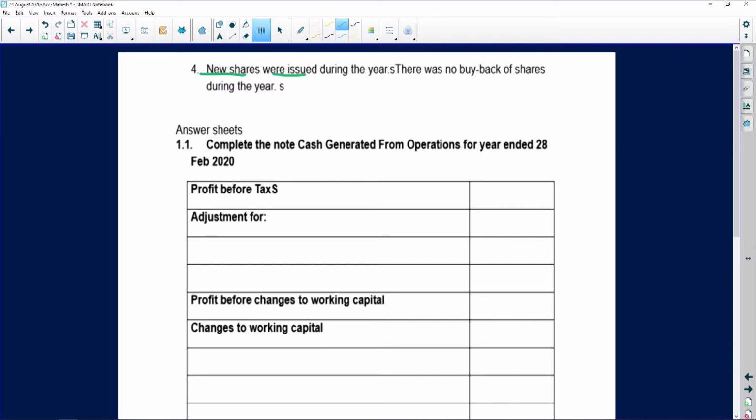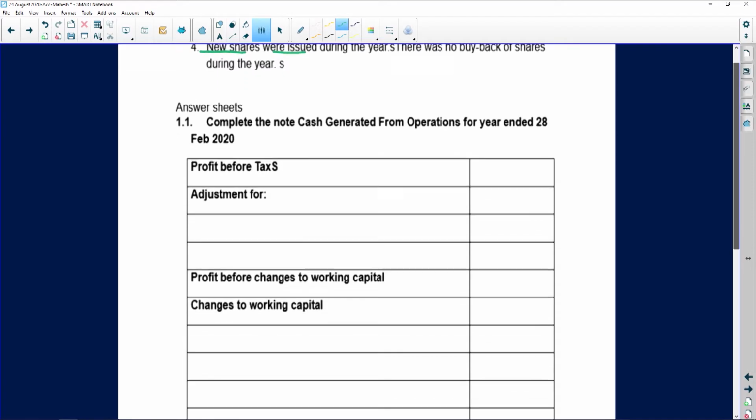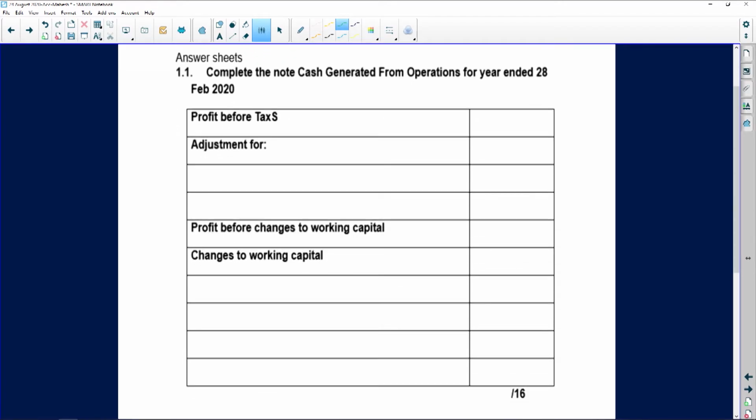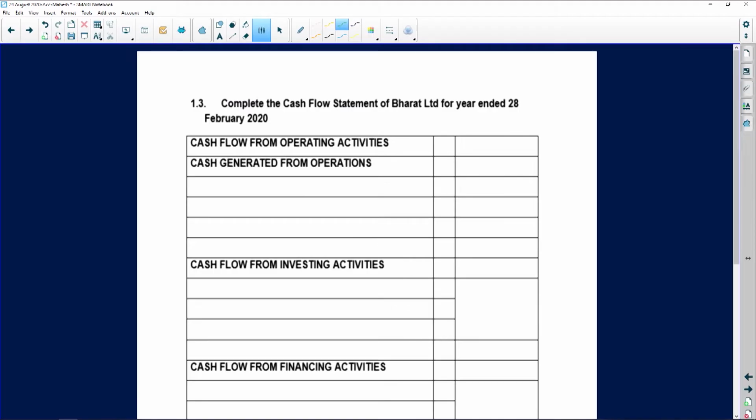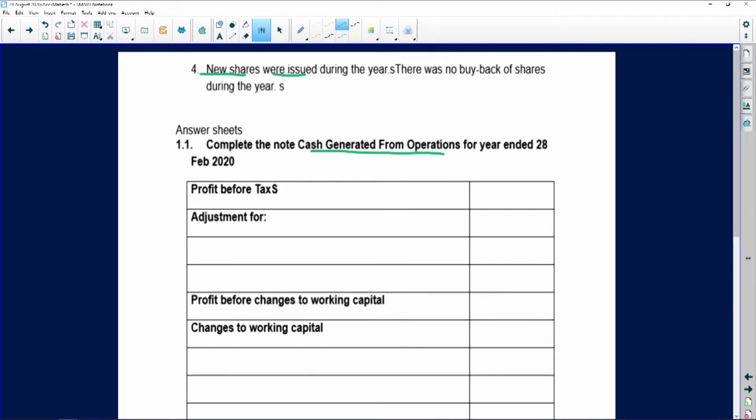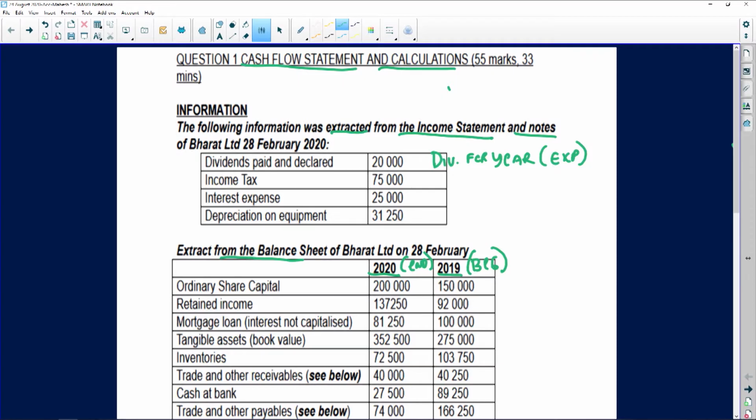Let's now look at our answer sheets and what we are expected to complete. So we've got firstly, complete the note cash generated from operations. Normally this is your note 1, right? Lots and lots of marks for this particular note. And then we are going to complete the cash flow statement. Now remember guys, there's obviously quite a bit of calculations involved, so it should take us an hour to complete this question. Right, so let's begin.